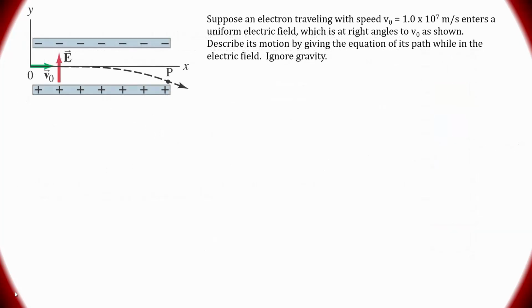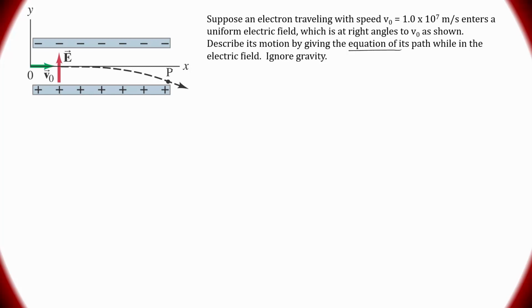All right, one more example. This time we've got our plates this way, and our particle comes in with some initial velocity horizontally, such that the electric field is going to deflect it down. Again, we've got an electron, so it gets deflected in the opposite direction of the electric field, and we want an equation to describe its path while it's in the electric field. We can ignore gravity for the reasons we just talked about. So we can use our kinematic equations.